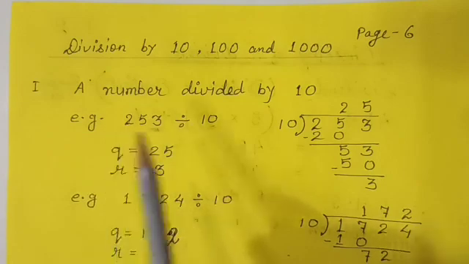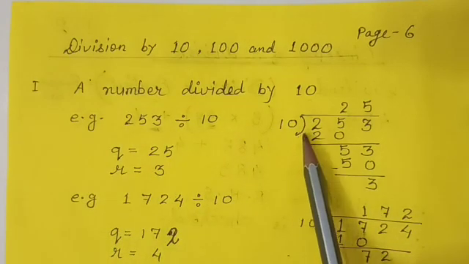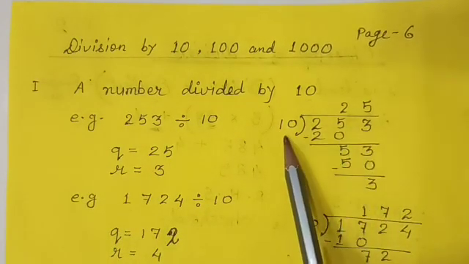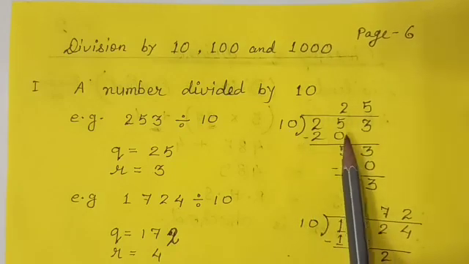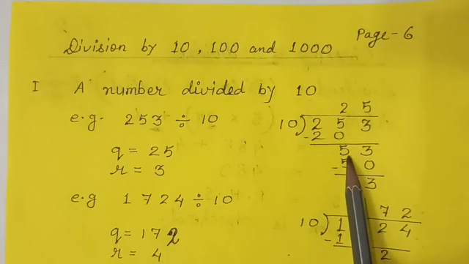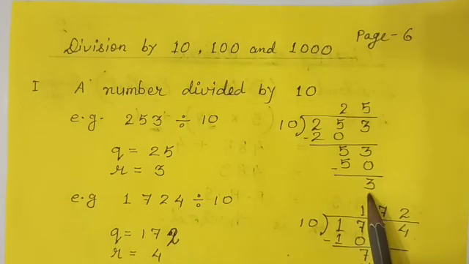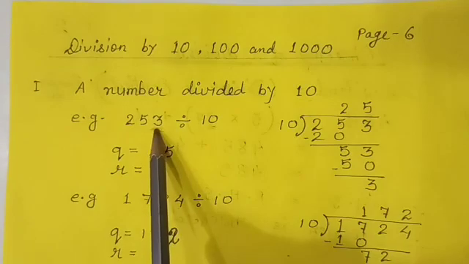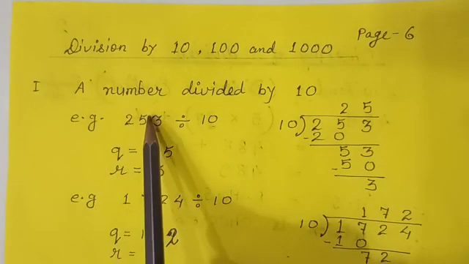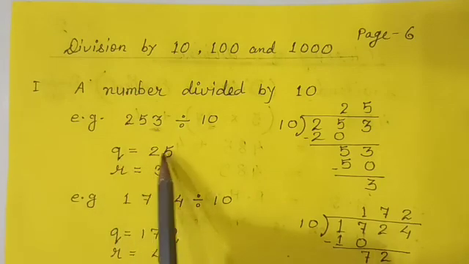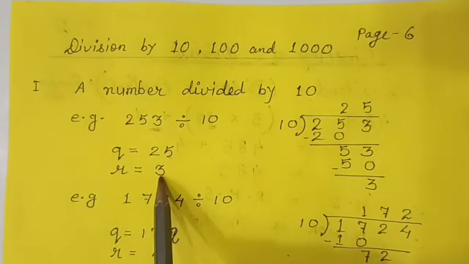Okay. Now see the division. When we divide this 253 by 10, 10 2s are 20, then 5 remainder, placing down 3, 10 5s are 50, 3 is the final remainder. So what are we getting? The last digit 3 is the remainder and the leftover number will be the quotient. Therefore, quotient is equal to 25 and remainder is equal to 3.